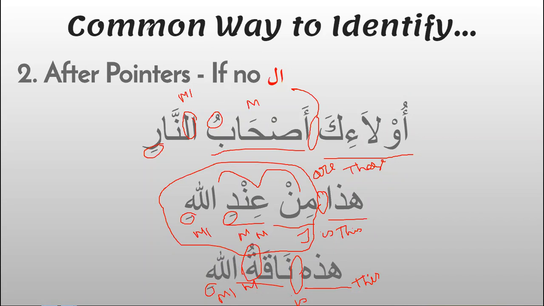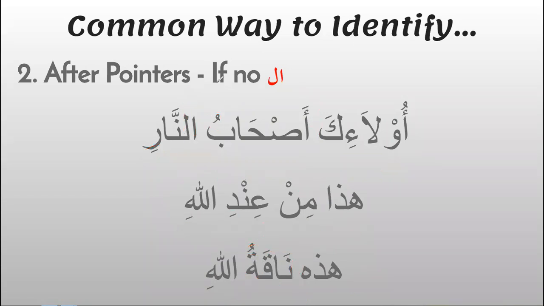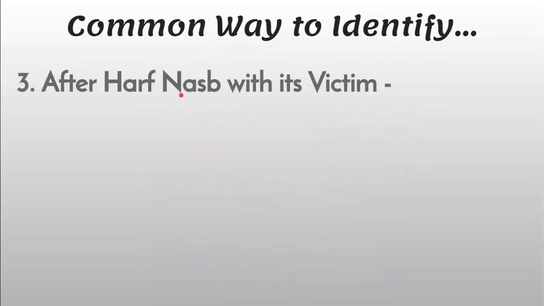Okay. So we have learned so far two things. After all independent pronouns, there will be the invisible is, and after pointers, if there is no al, then there will be the invisible is. So two points so far. The third thing is harf nasab and its victim. We know harf nasab and its victim, right? If you see any harf nasab and its victim, both of them together will form the first part before the is, and then the later part of the is.